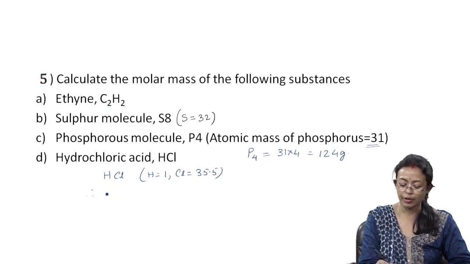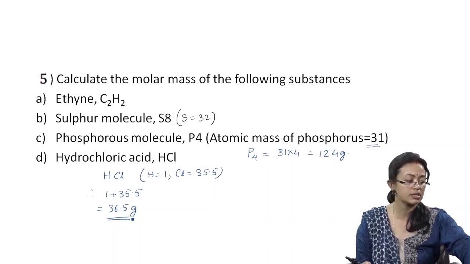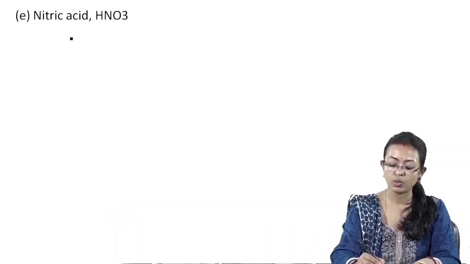Therefore, hydrochloric acid will have 1 plus 35.5, which is equal to 36.5 gram. So these are the molar masses of these substances. Nitric acid. Now what is the formula of nitric acid?